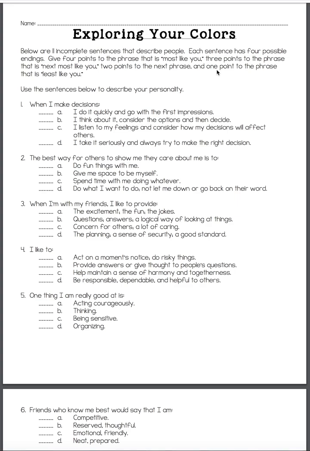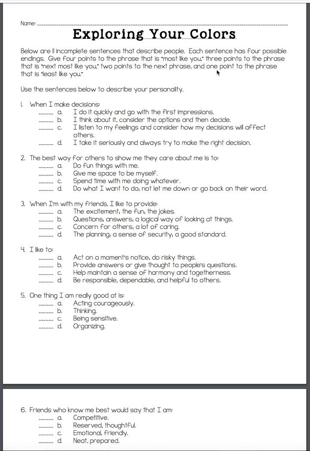Number 1, when I make decisions, A, I do it quickly and go with the first impressions. B, I think about it, consider the options, and then decide. C, I listen to my feelings and consider how my decisions will affect the others. D, I take it seriously and always try to make the right decision.